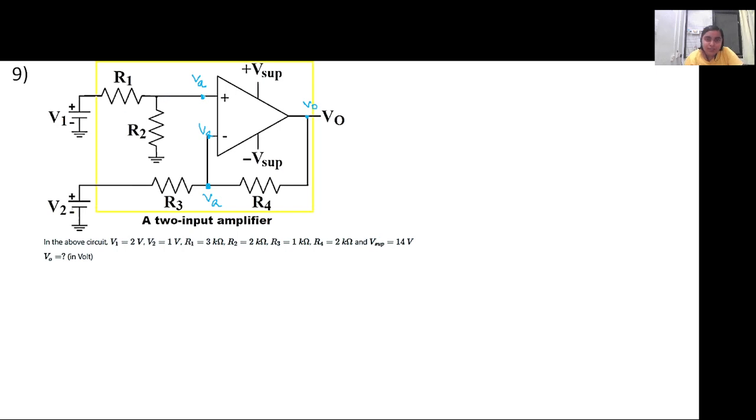How many KCL equations shall we write here? Two, right? One we will write at this particular node, and the next one at this particular node B. Whatever the current flowing here will flow in this fashion, as current here will be equal to 0. So (V1 minus VA) by R1 will be equal to (VA minus 0) by R2. This is KCL at A.